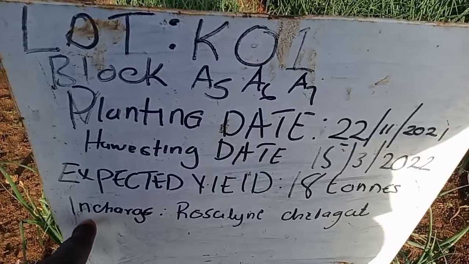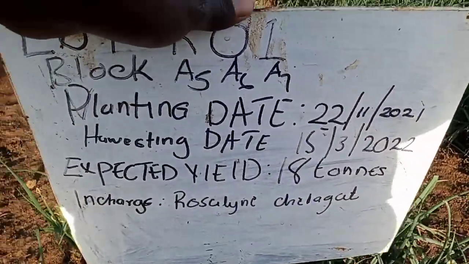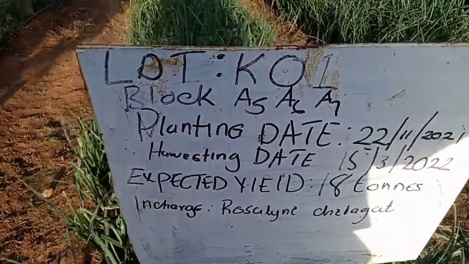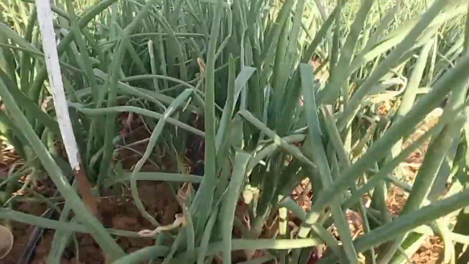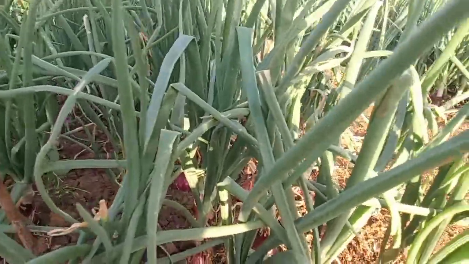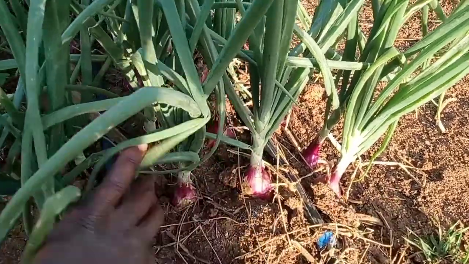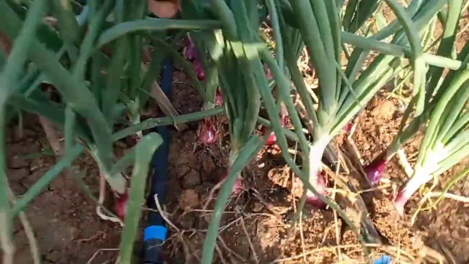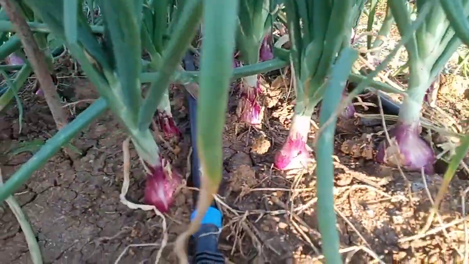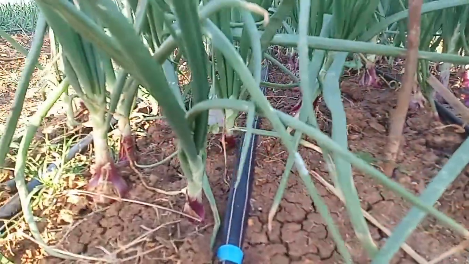And here I've recorded the person in charge of this block, for proper maintenance, is Rosary Cheragat. And here is where we are at, 2nd month. Look at this, the spacing that I've been telling you we have to observe. Look at the bulb, the crop. There you go. These are my onions that are 2 months. Look at it very keenly.